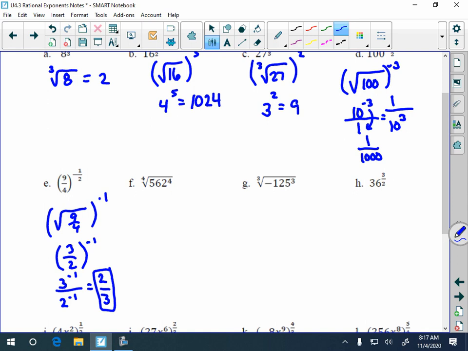All right, F. Here, I want to change this to a fractional exponent. So this is going to be 562, and I have that 4 exponent, so that's going to go on top, and this 4 index goes to the denominator. So it looks like that: 562 raised to the 4/4. Well, 4/4 simplifies to 1, and so that's really the same as 562.